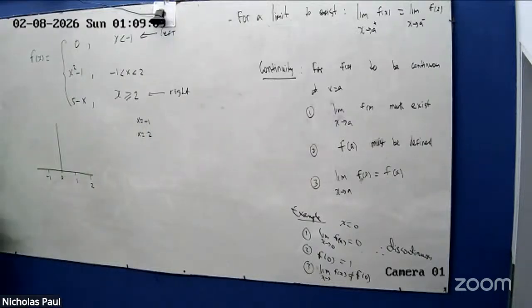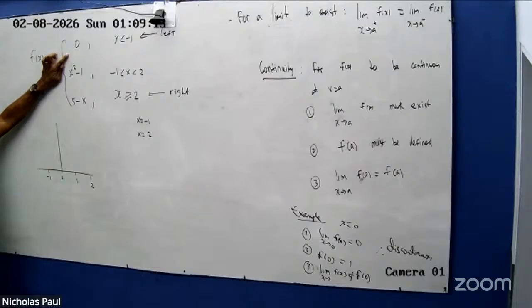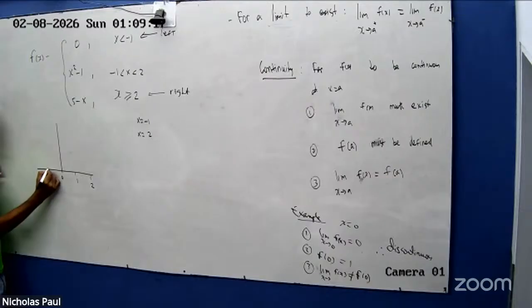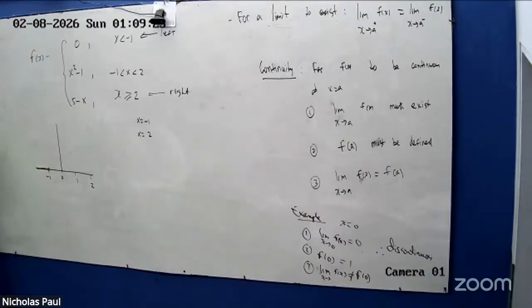Right, so if you look here, when it's less than -1, it's 0, right? So I put in a hollow circle here, and I just color in this line, right? You don't really have to show it too much, right?